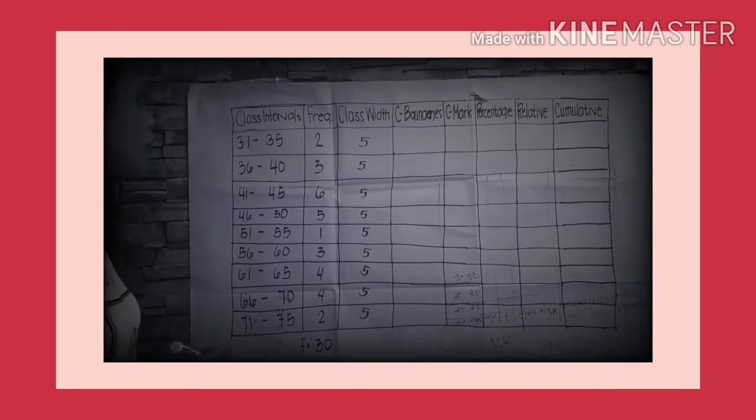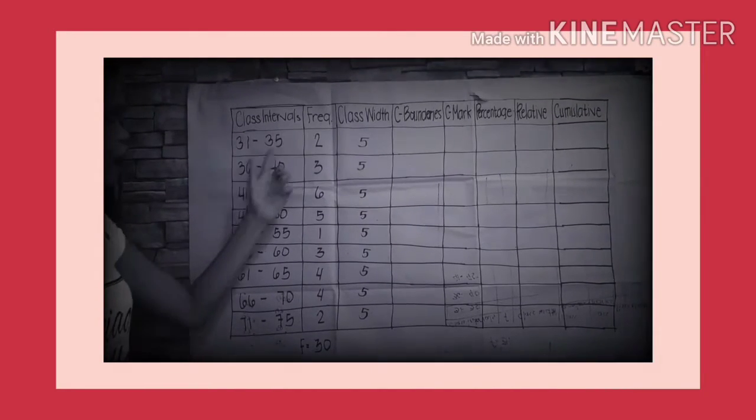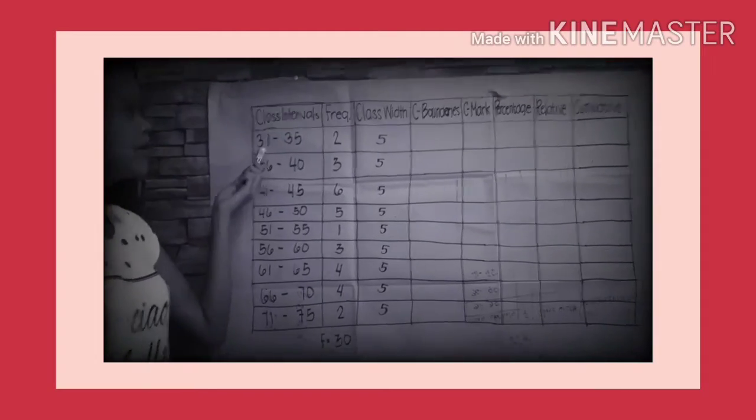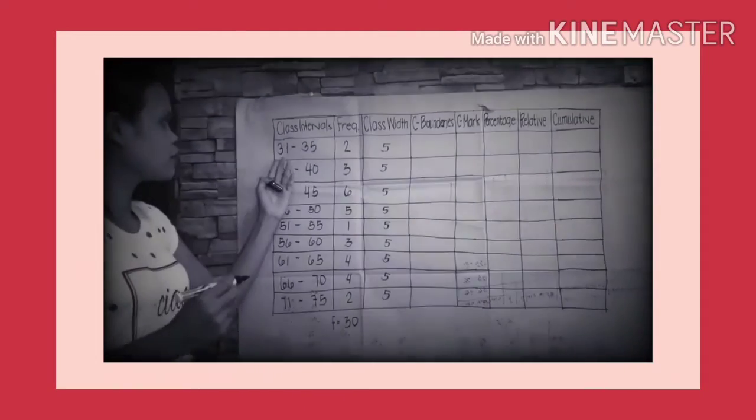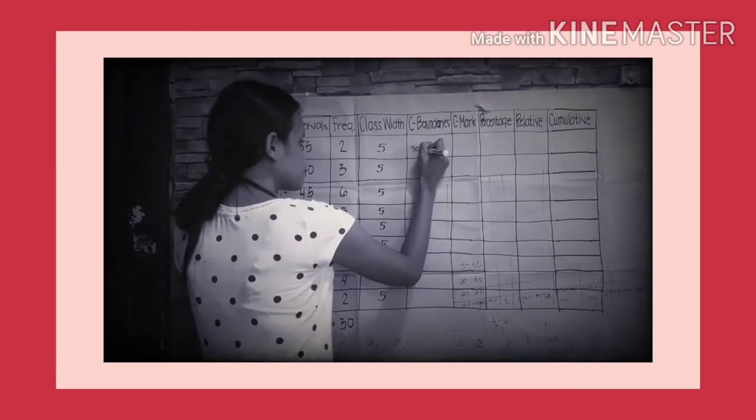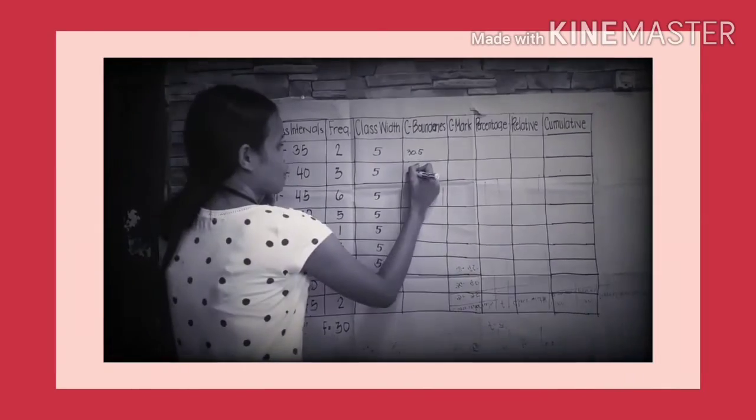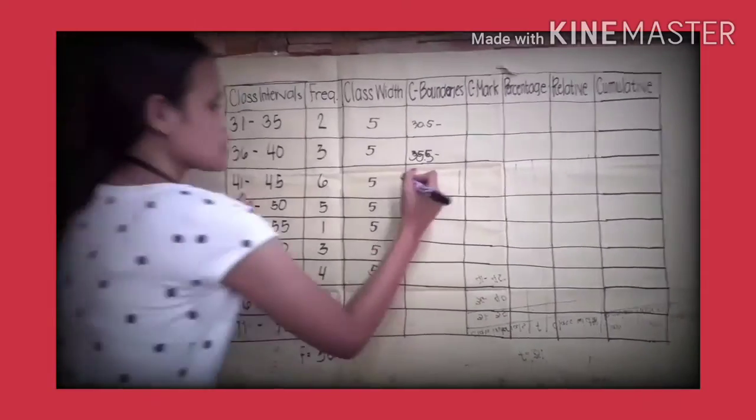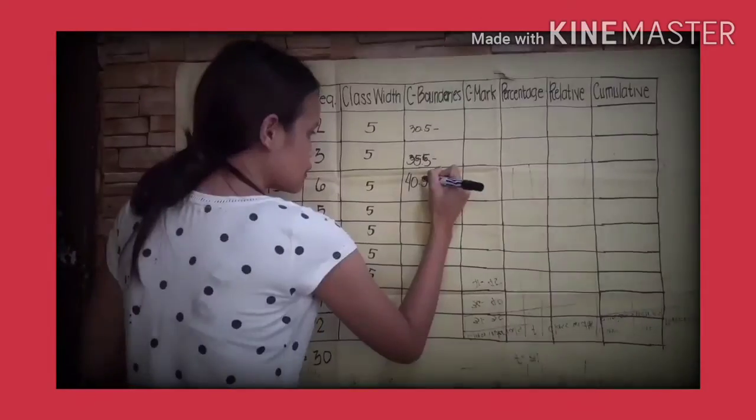And in finding the class boundaries, you're just going to subtract 36 minus 35 and divide it by 2, so the answer is 0.5. So 0.5, subtract it from the lower limit, which is 31. So 31 minus 0.5 is 30.5. 36 minus 0.5 is 35.5. And 41 minus 0.5 is 40.5.